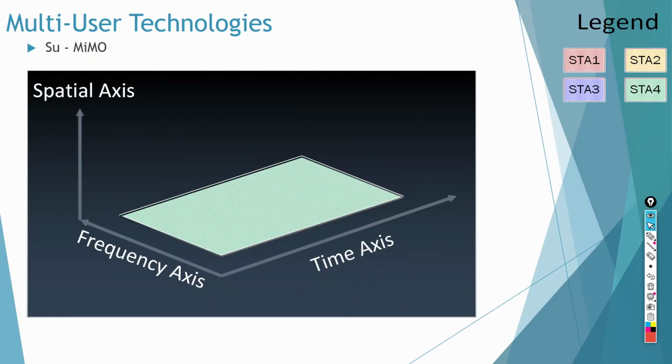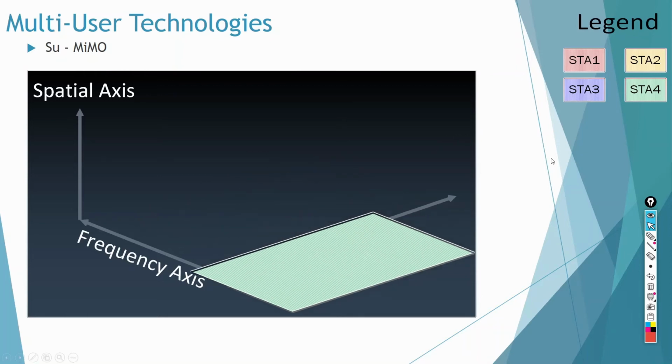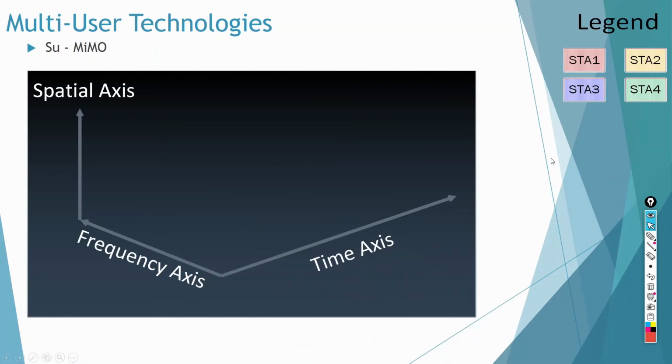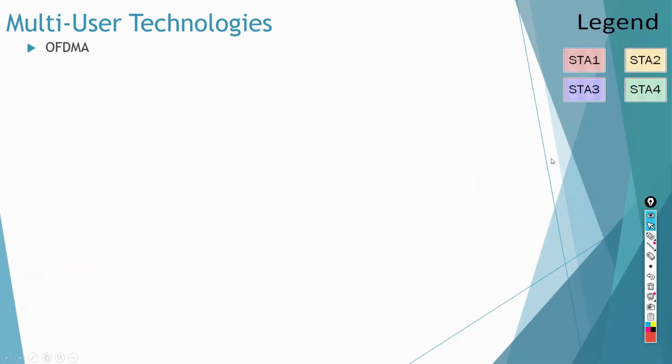So in single user MIMO, you would expect this to be sequential transmission. I reserve the channel, regardless of whether I'm going to use all frequency resources within that channel or not. I will reserve it, and I will take that X amount of time to transmit. Once I finish, the resources will be freed, and the next user would come. Good. Now, let's move to OFDMA.